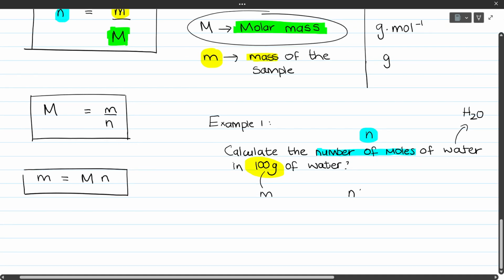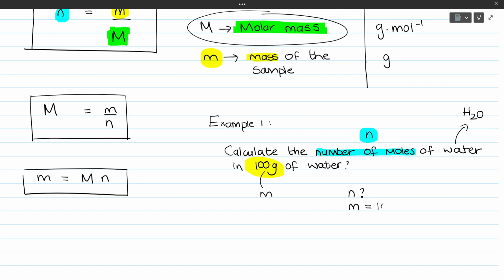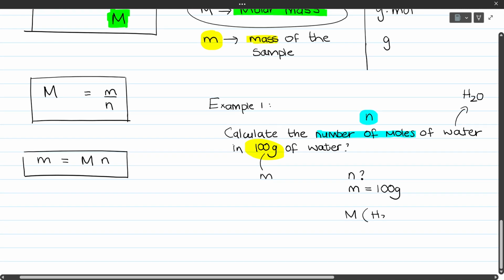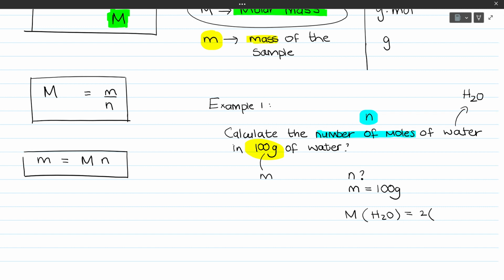So if we write this down, we don't know what n is, we want to find it. We are given small m, the mass of the sample, to be 100 grams. Can we find the capital M? What do we need? We need the chemical formula, which we should know by now. It's water. So we need to first calculate the molar mass of water. From our periodic table, we've got 2 hydrogen atoms, which is 1 each, plus oxygen, which is 16. The molar mass of H2O is therefore 18 grams per mole.